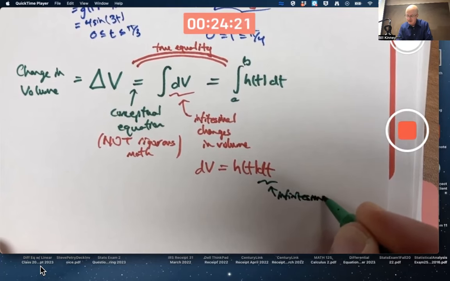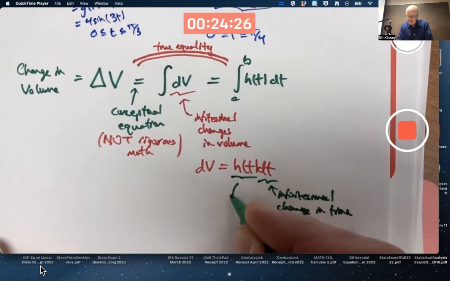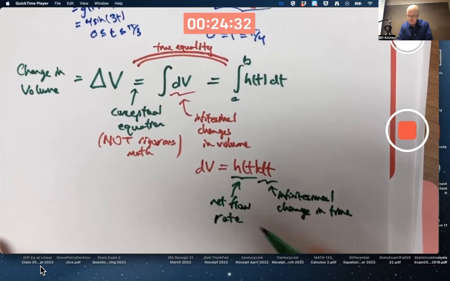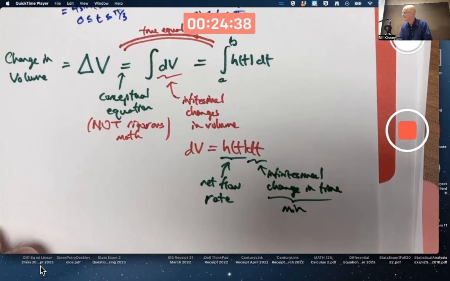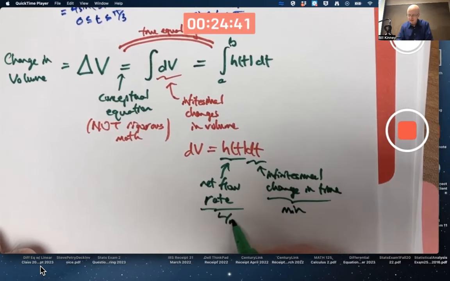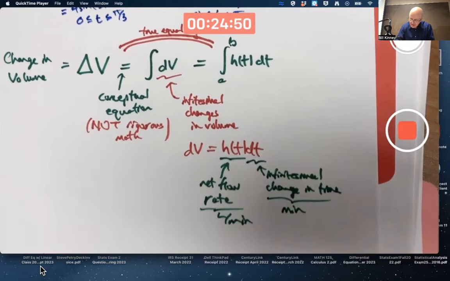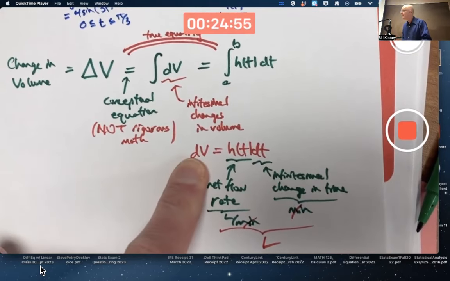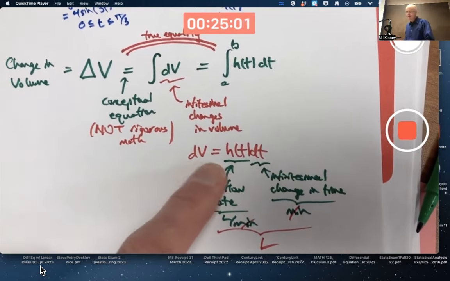Infinitesimal change in time. And h of t is the net flow rate, not an infinitesimal. The units here for time are still in minutes. It's an infinitesimal amount of minutes. The units here for the net flow rate is liters per minute. The units for the quote unquote product, you would cancel the minutes and the units would be liters for the product. Volume. This is very analogous to distance equals rate times time. Volume equals flow rate times time.